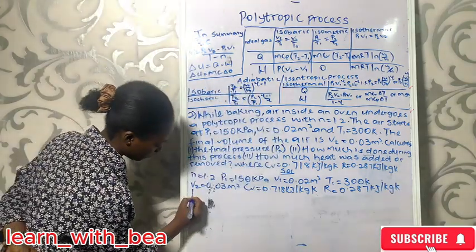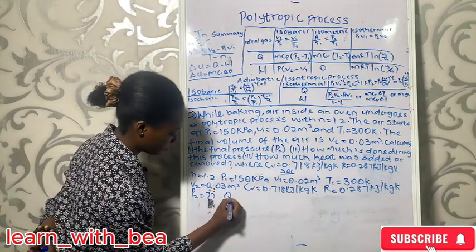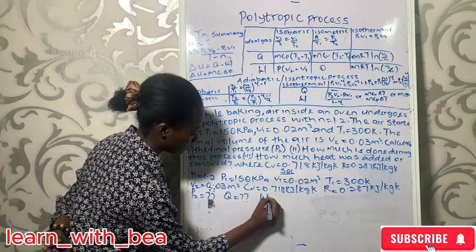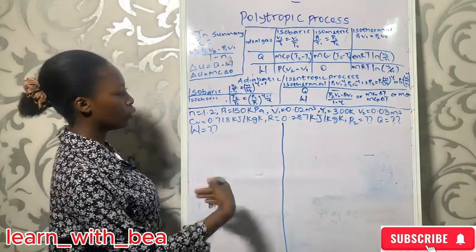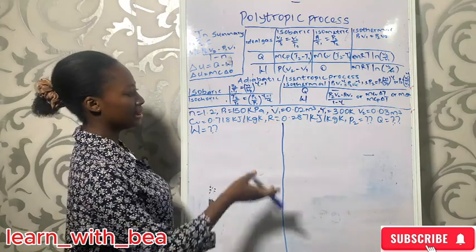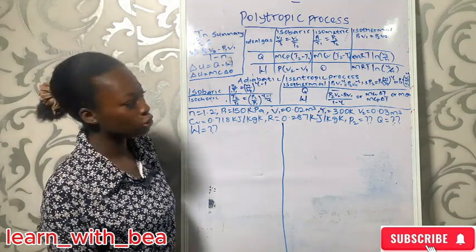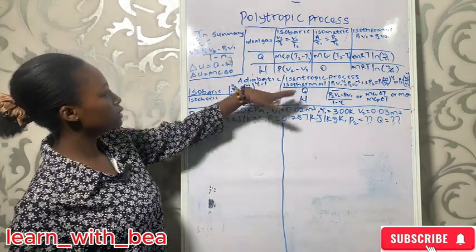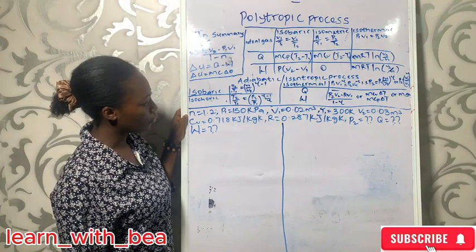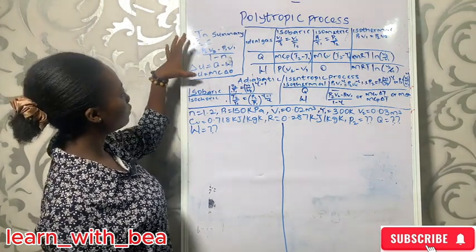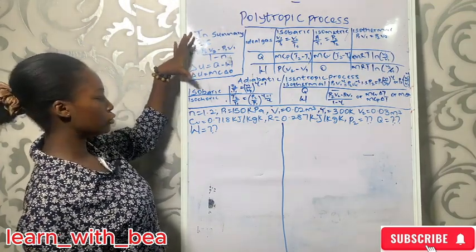And we have to look for P2, then Q, and the work done. So these are the parameters given and what we are asked to look for: the final pressure, the heat, and the work done. Now, how do we know which formula to use? We're given n to be 1.2, and this is the only formula that has a power of n. So this is the formula we are going to use.